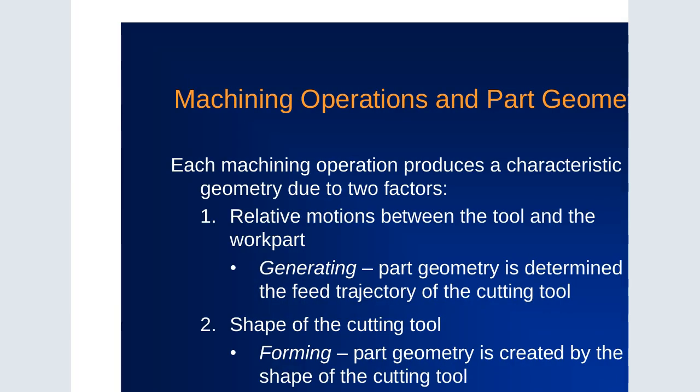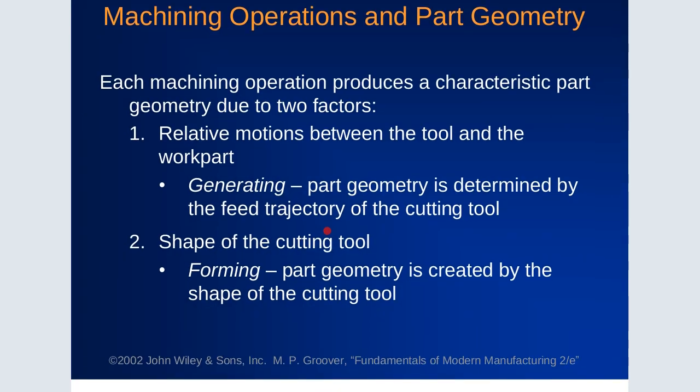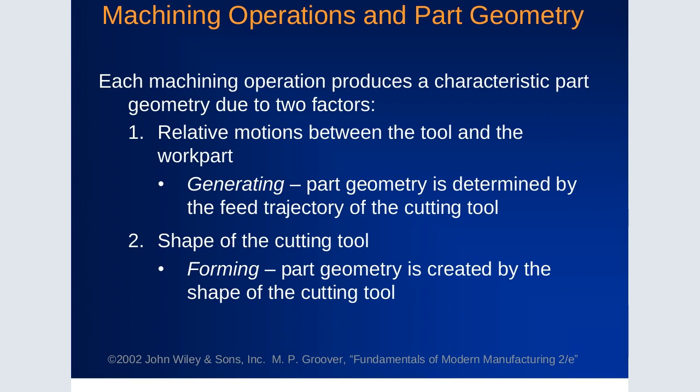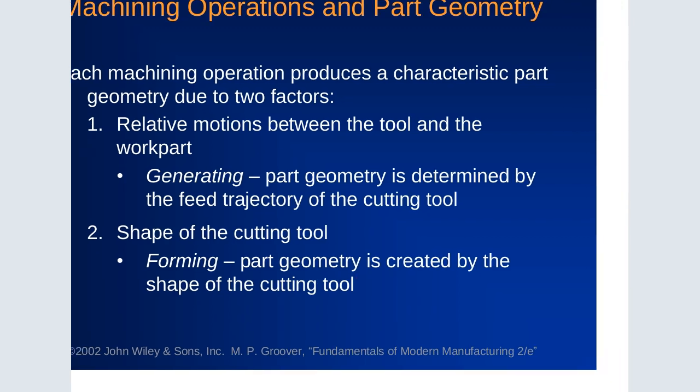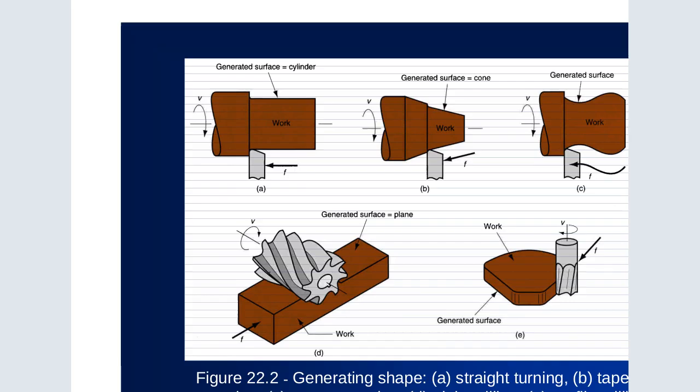And then we have machining operations. Each machining operation produces a characteristic part geometry due to two factors. Number one, the relative motion between the tool and the work part, that is, generating part geometry, is determined by the feed trajectory of the turning tool. And then we have the shape of the cutting tool, where forming part geometry is created by the shape of the cutting tool.